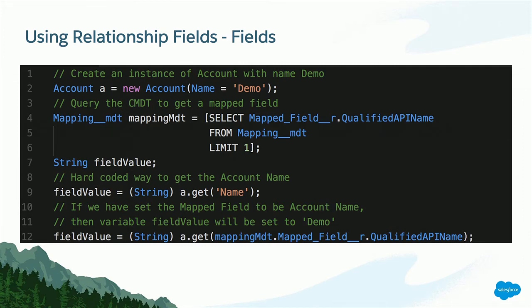So in this case, I have to cast it to a string. You can also do validation rules on your custom metadata types. So you might say, oh, that field can only be a number field. And we can actually do that in our validation rules as well.